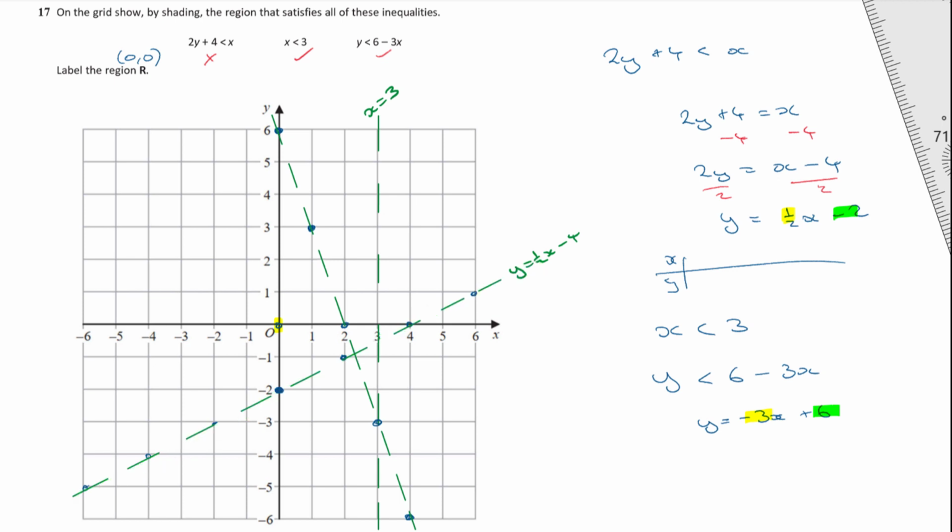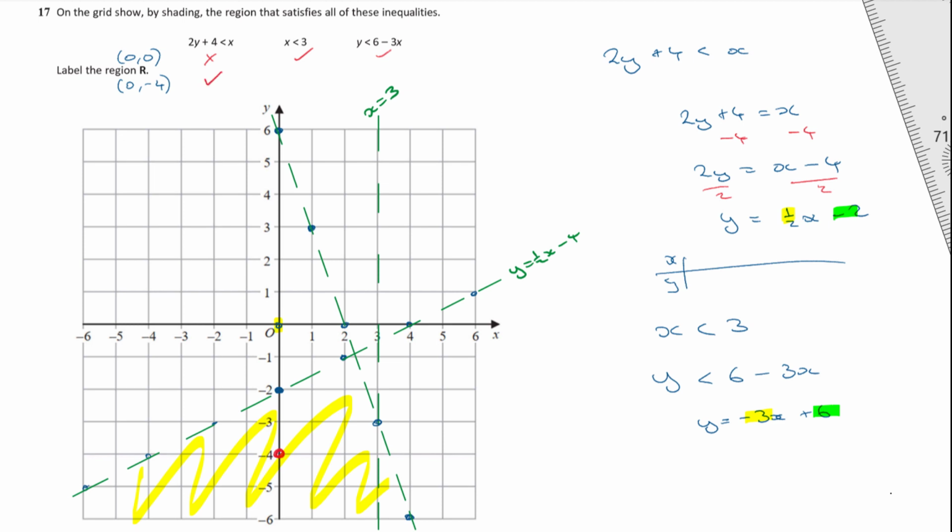Okay, so I'm going to make a second guess now, using a point in this region. I think it's going to be in this region down here. So I've picked the point (0, minus 4). I'm going to check again whether that point satisfies all the inequalities. If x is 0 and y is negative 4, does that work with 2y plus 4 is less than x? Is 2 lots of negative 4 plus 4 less than 0? Well, 2 lots of negative 4 is negative 8, plus 4 is negative 4. Negative 4 is less than 0, so this one is true.